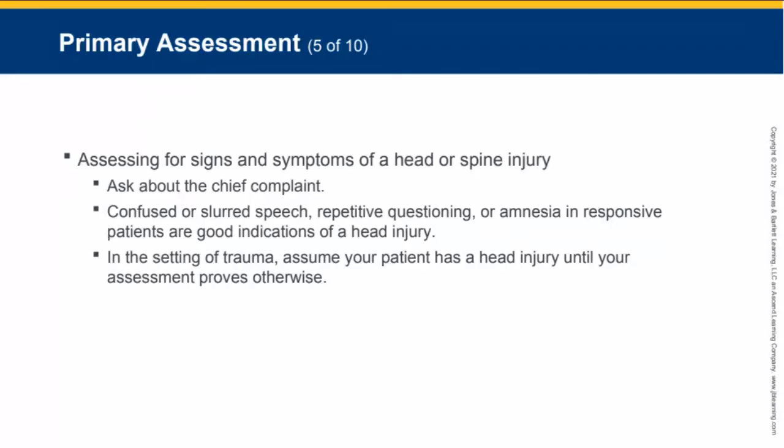Assessing for signs and symptoms of head or spine injury. Ask about the chief complaint. Is there confused or slurred speech? Is there repetitive questioning or amnesia in responsive patients? Amnesia in responsive patients is a good indicator of head injury. In the setting of trauma, assume your patient has a head injury until your assessment proves otherwise.